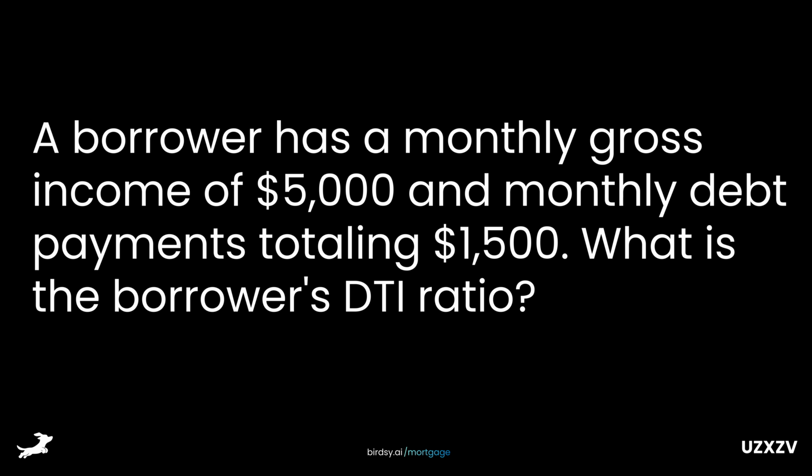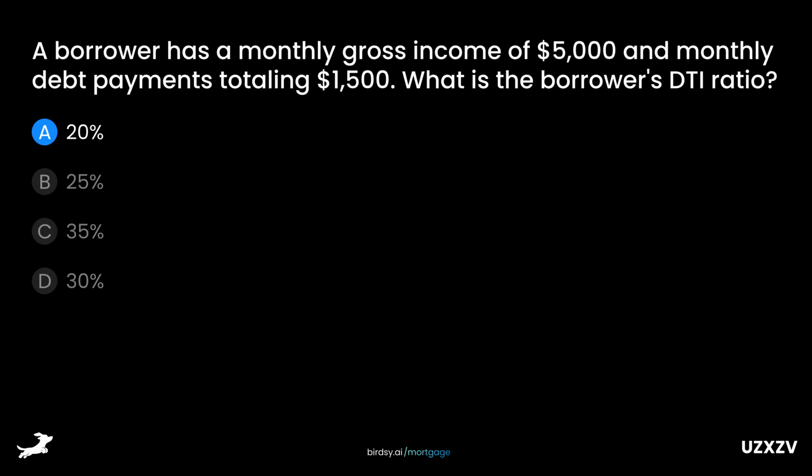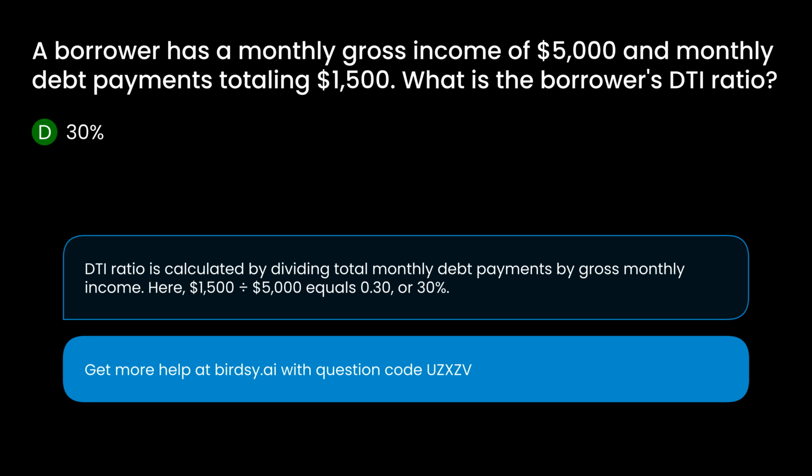A borrower has a monthly gross income of $5,000 and monthly debt payments totaling $1,500. What is the borrower's DTI ratio? Is it A, 20%, B, 25%, C, 35%, or D, 30%? The answer is D, 30%. DTI ratio is calculated by dividing total monthly debt payments by gross monthly income. Here, $1,500 divided by $5,000 equals 0.30, or 30%.